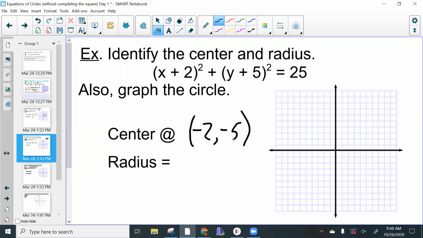I'm going to go ahead and write that out, just so you guys can see what I'm talking about. So x minus our h, because again, our original equation is x minus, and then y minus -5.